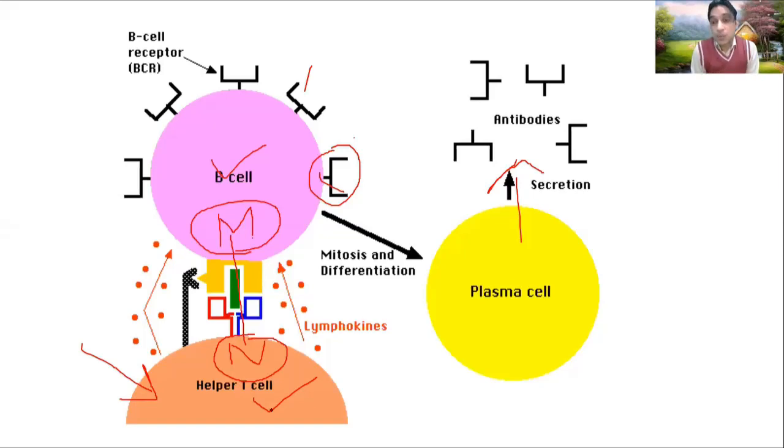So since the problem is big, the helper T cells are there, so helper T cell will push the beta cells to produce more and more antibodies, and that is going to kill the trouble. So that is how the different levels of trouble can be assessed, can be estimated by our immune system.